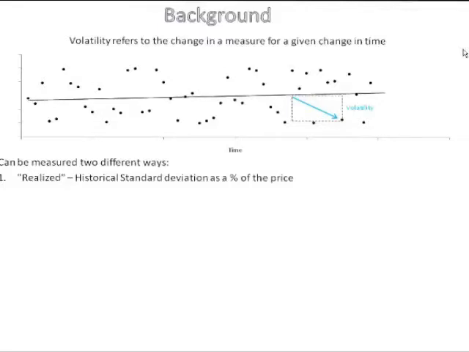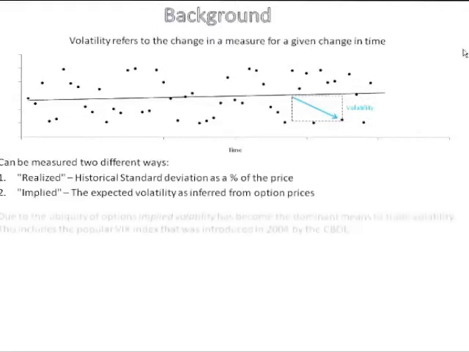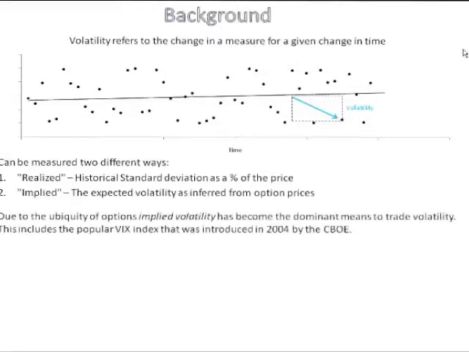what the volatility is. Another way is to look at implied volatility, and this is the expected volatility, or the market's best guess as to what volatility is, based on market option prices. Due to the ubiquity of options, implied volatility has become the dominant means in financial markets to trade volatility. This includes the popular VIX index, as was introduced in 2004 by the CBOE.